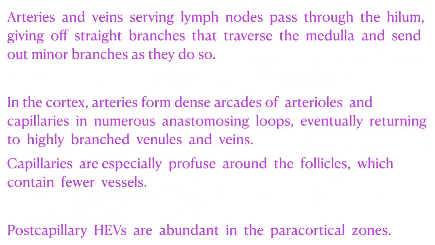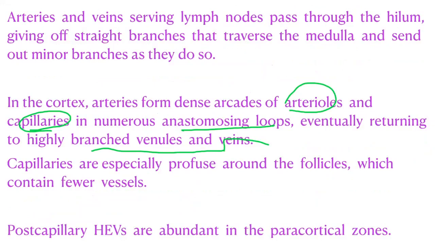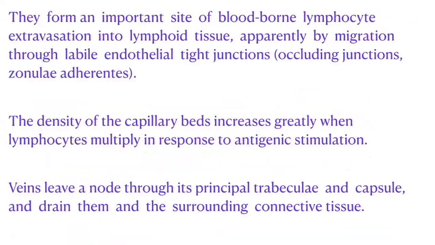Arteries and veins serving lymph nodes pass through the hilum, giving off straight branches that traverse the medulla and send out minor branches as they do so. In the cortex, arteries form dense arcades of arterioles and capillaries in numerous anastomosing loops, eventually returning to highly branched venules and veins. Capillaries are especially profuse around the follicles, which contain few vessels. Post-capillary HEVs are abundant in the paracortical zones. They form an important site of blood-borne lymphocyte extravasation into the lymphoid tissue.